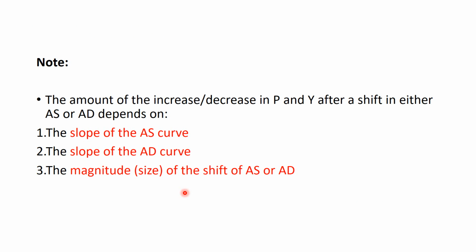The other thing to note, though, is that in addition to the fact that those curves can shift, the amount of change in prices and output following an increase or decrease in either aggregate demand or aggregate supply depends critically on the slope of the aggregate supply curve. Is it flat? Is it positively sloped? Is it vertical?